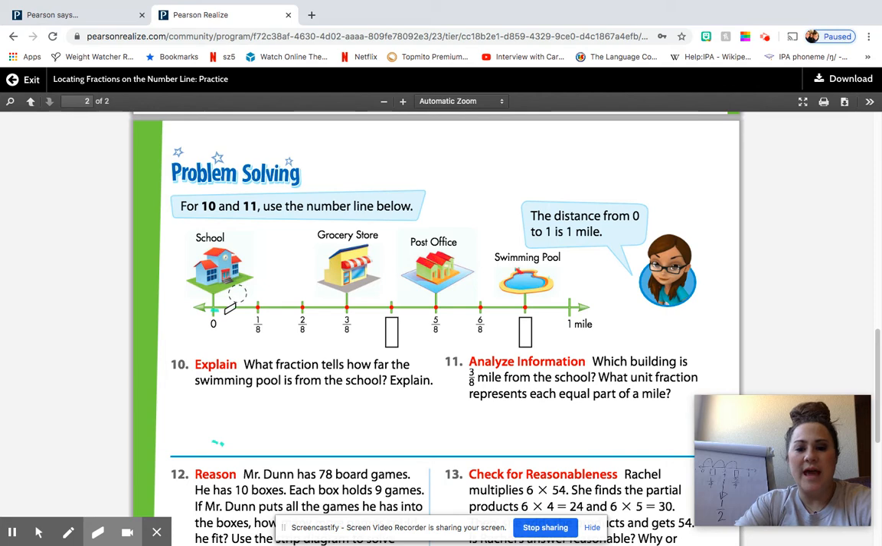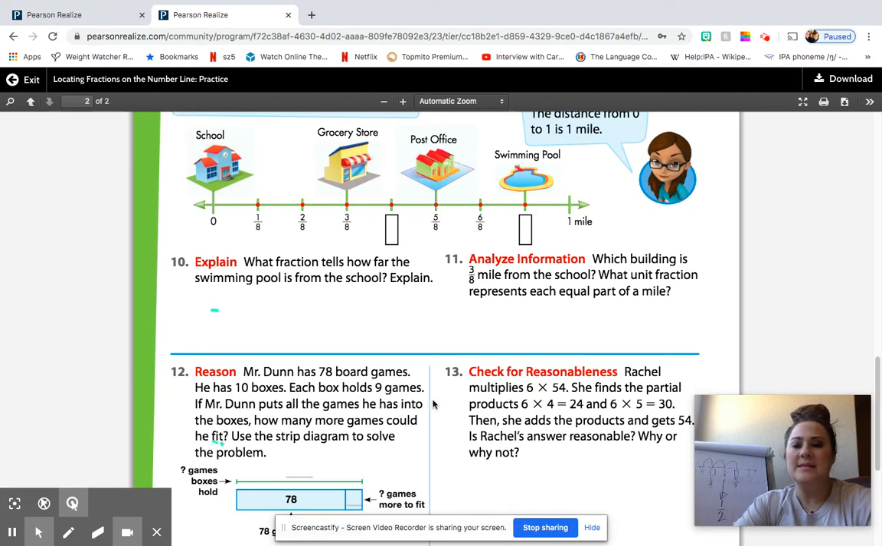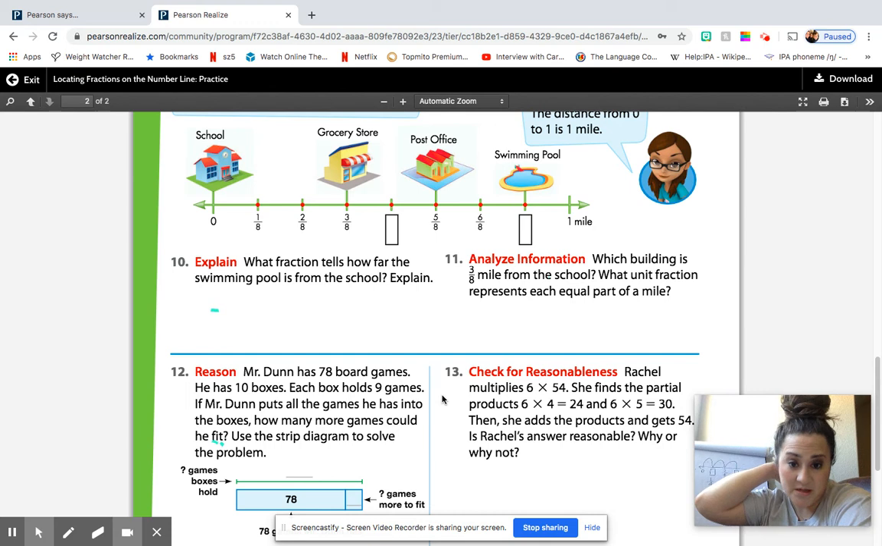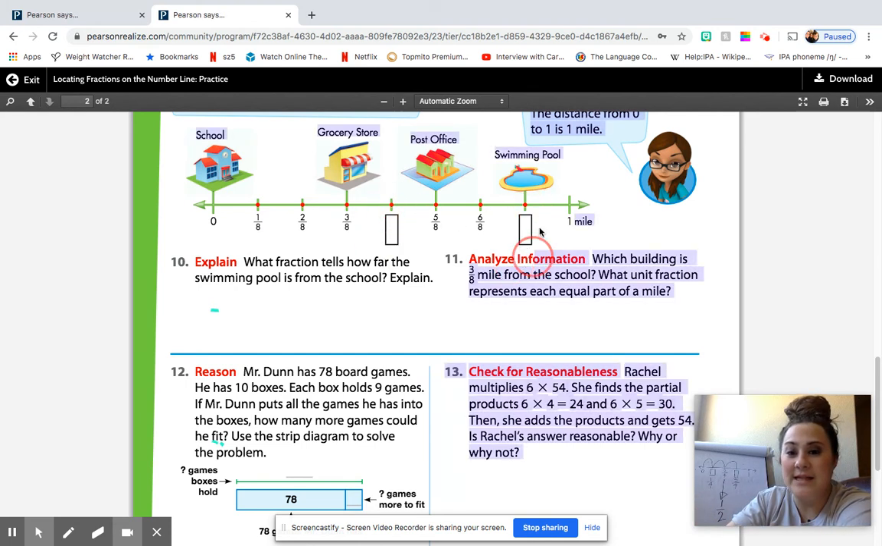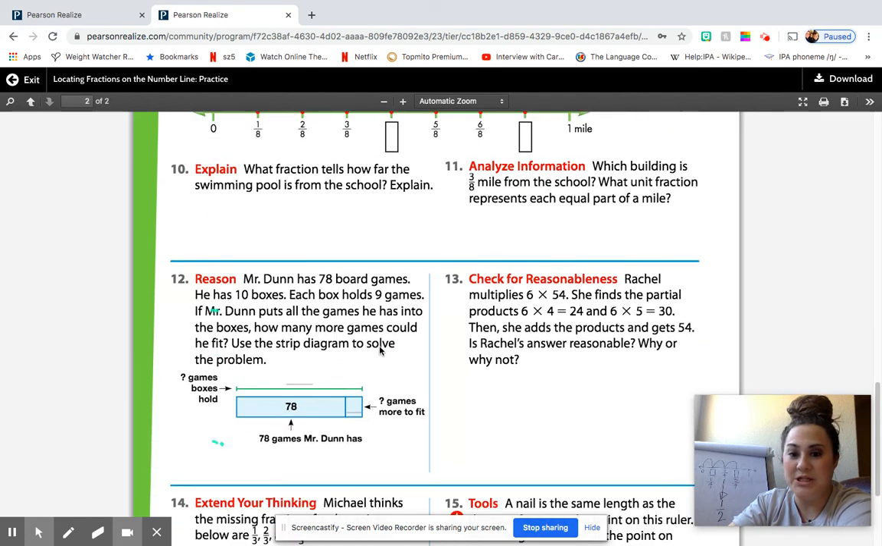So let's look at number 11. It says analyze information. So which building is 3/8 mile from the school? What unit fraction represents each equal part of a mile? 2 questions there. You are going to have to fill out this number line to be able to answer these questions. Okay, but here's the school. Here's 3/8. So look at your number line to be able to answer these questions.